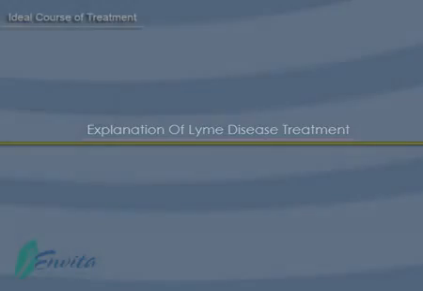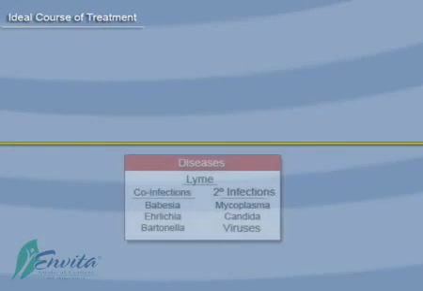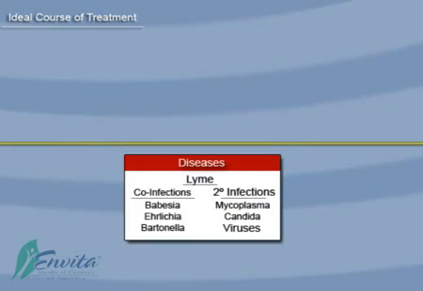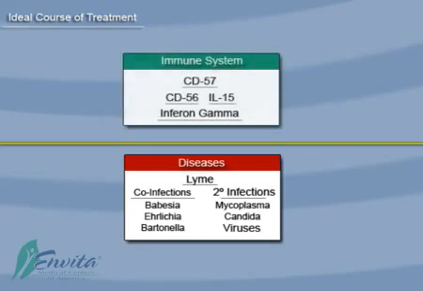The following diagram is designed to help explain the various scenarios of chronic Lyme disease treatment. There are three major focal points in the treatment of Lyme disease. One, the disease itself, which is represented by Lyme, its co-infections, and secondary infections. Two, the immune system, such as CD57 and other immune modulators. And three, the neurotoxins, or the bacterial lipoproteins in yellow, that usually take a longer time to clear up as the infection improves.